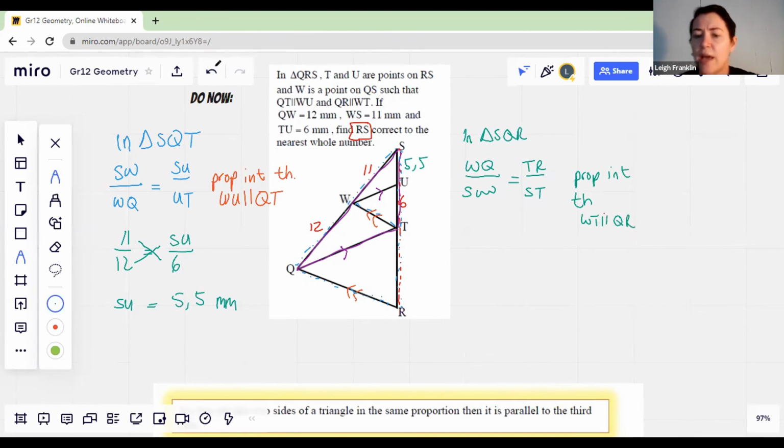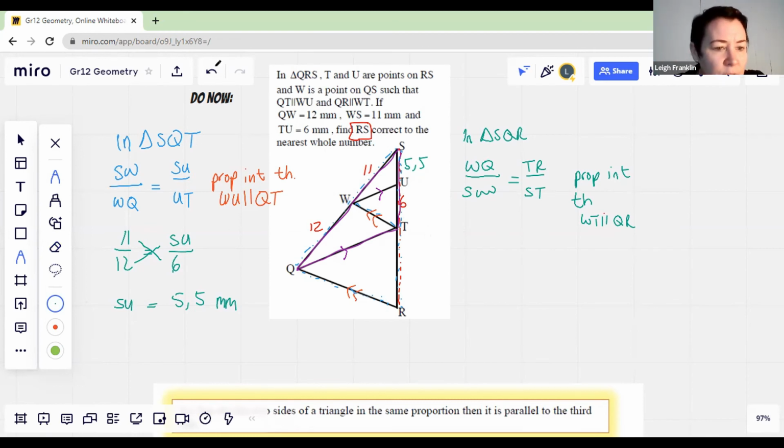Excellent. Sorry? Can you also say SW over WQ is equal to ST over TR? 100%. You can say that. There are so many different proportions that you can make, Hamid, in order to solve it. You could even say TR is to WQ as ST is to SW. But what I think is easiest, and this is just my opinion, is to put the side that you are looking for in the numerator of the first fraction. That way it makes it so much easier to solve for it. You don't have to multiply and divide, but you don't necessarily need to do that. When I'm teaching this at school, that's my suggestion, but yes, you can do that too.